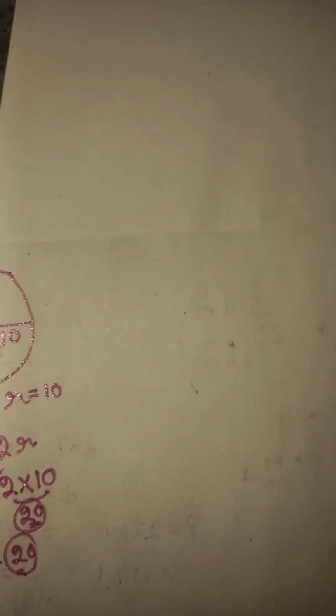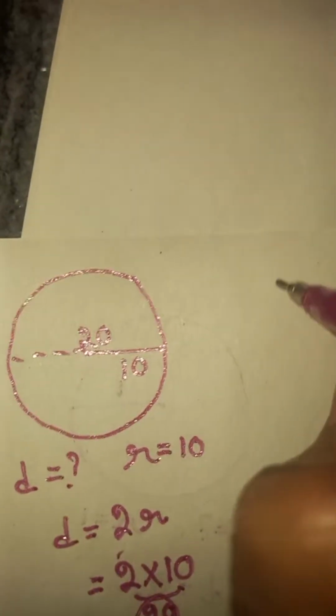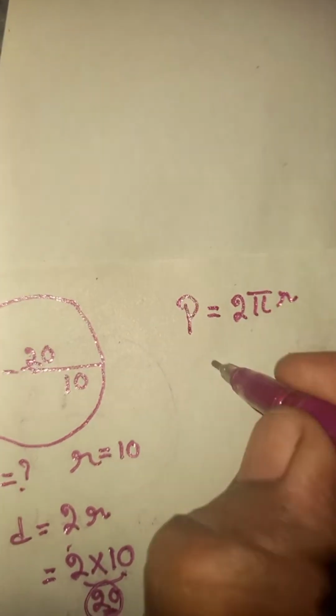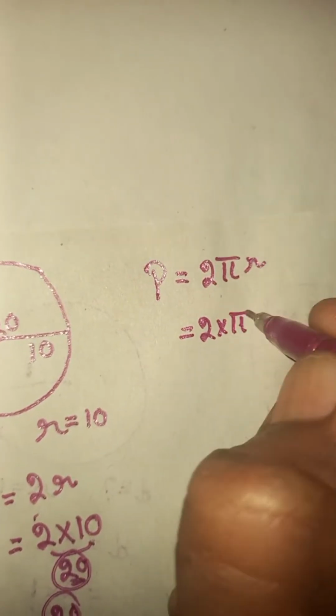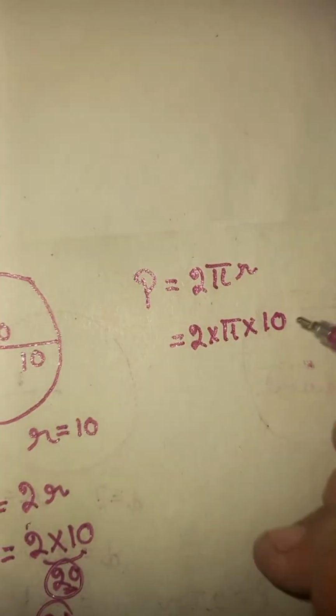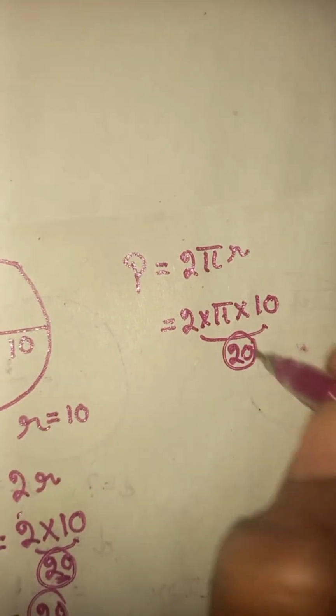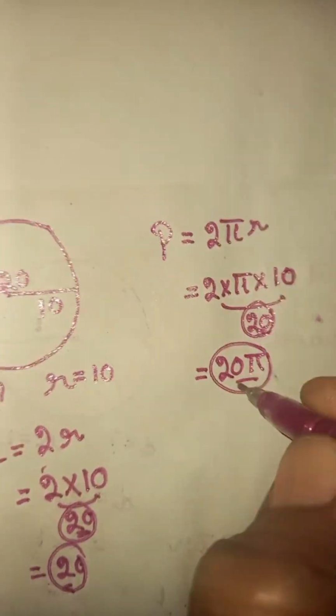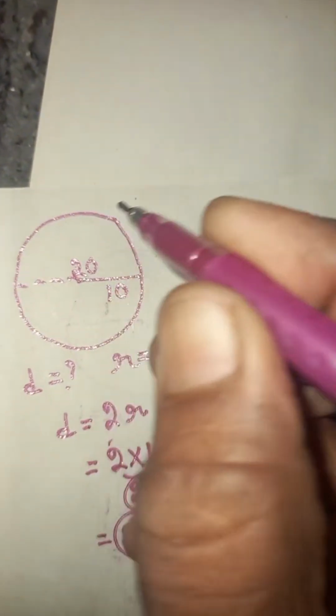Now let's check what is the perimeter of the circle. If you take this perimeter, perimeter can be written as 2 pi r. And this one is going to give rise to 2 times pi times, this is the radius they have given us, 10 units. 2 times 10 is 20 units. So 20 times pi, 20 pi units is the actual perimeter of the circle.